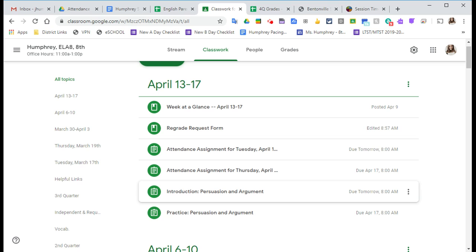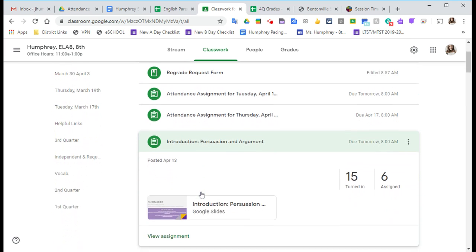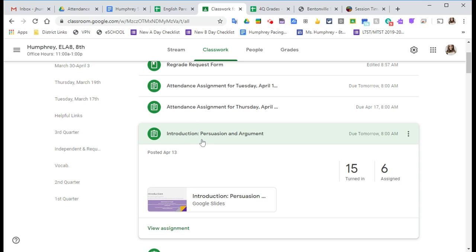For Monday, Tuesday, you guys had some slides that were sort of an introduction, not really an introduction because we've talked about these things before, but a little bit of a reintroduction to persuasion and argument. And looking at the attendance assignment from Monday and Tuesday, most of you guys understood what the basics of the assignment was, like what you needed to do, so that's good. So clicking on that just to recap.